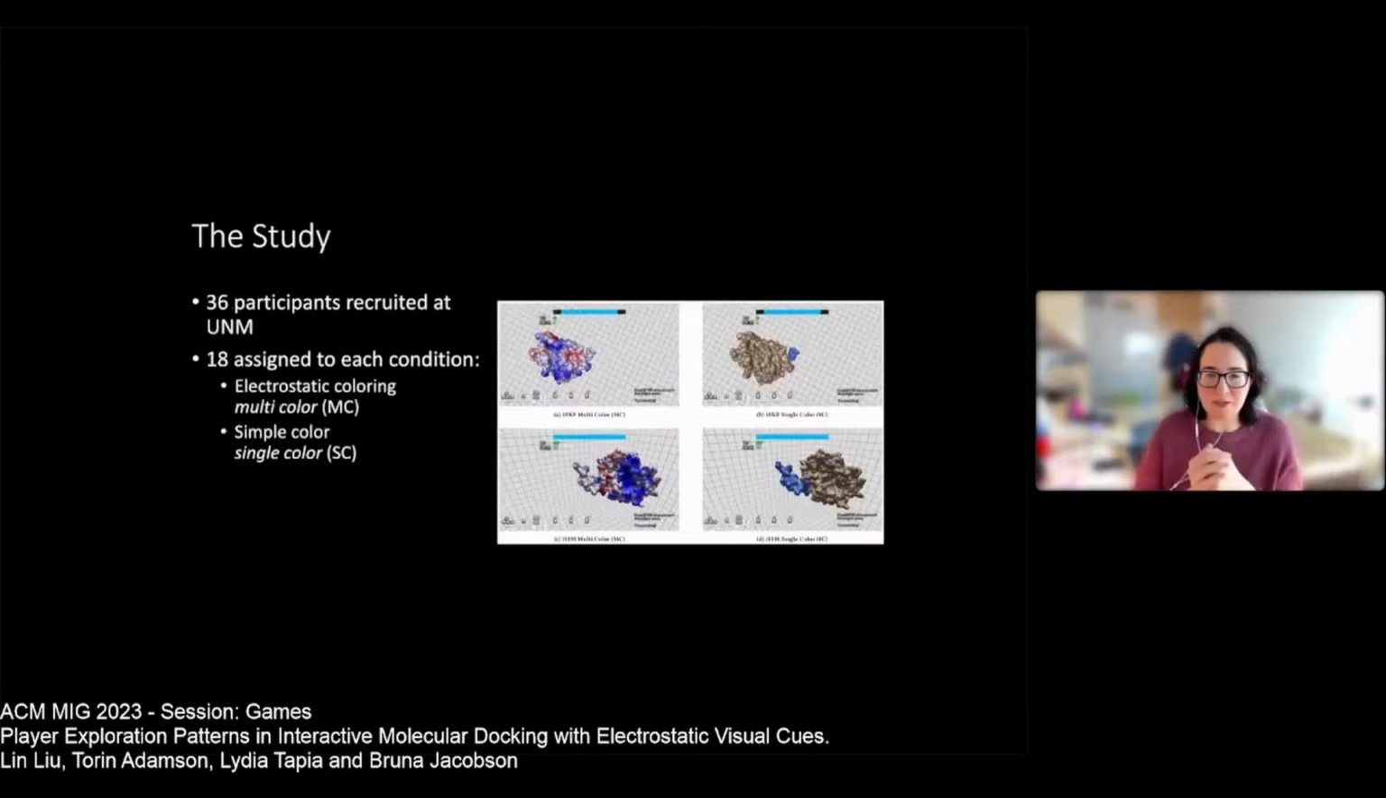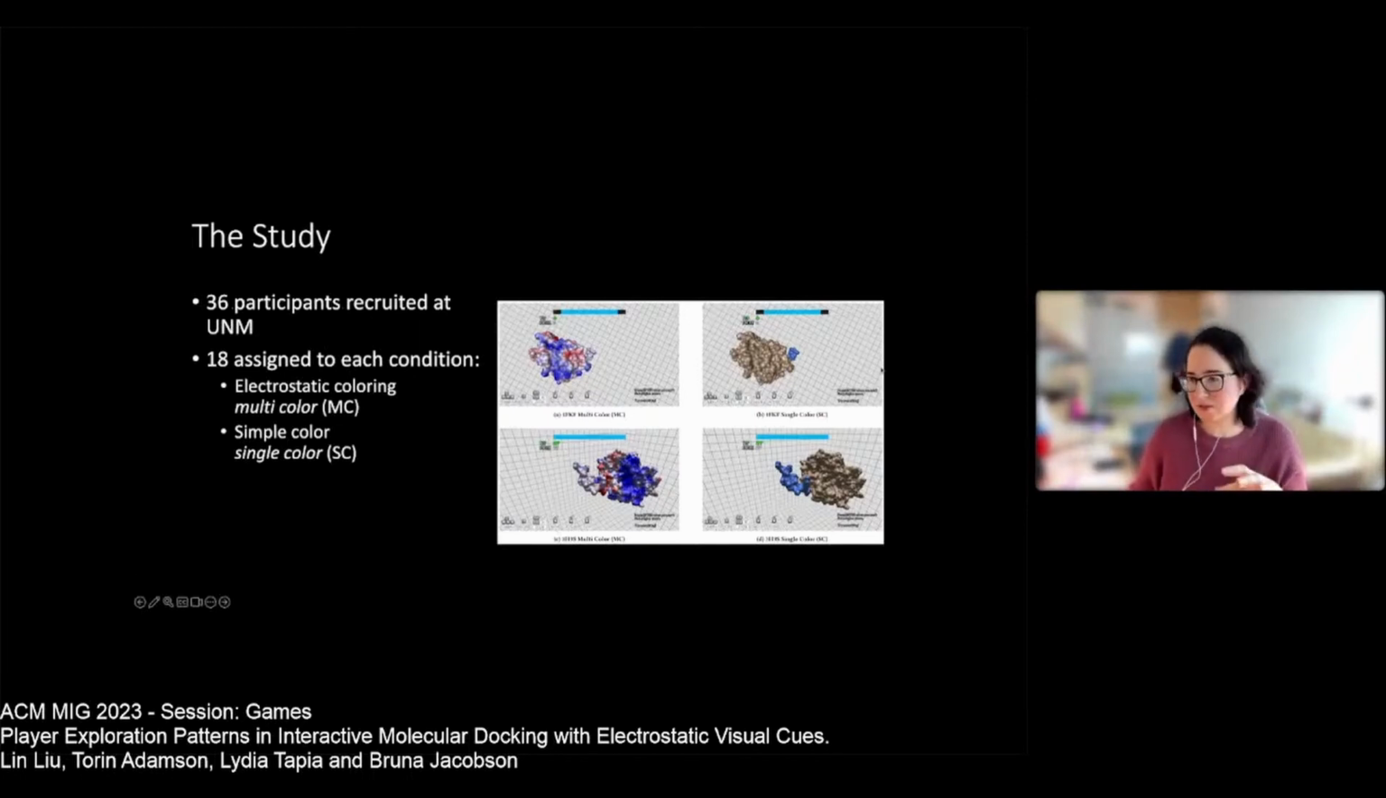The study involved 36 people who came to play the game, and 18 were assigned to each of the color conditions. So we had the multicolor, the MC, which we're calling the electrostatic coloring.